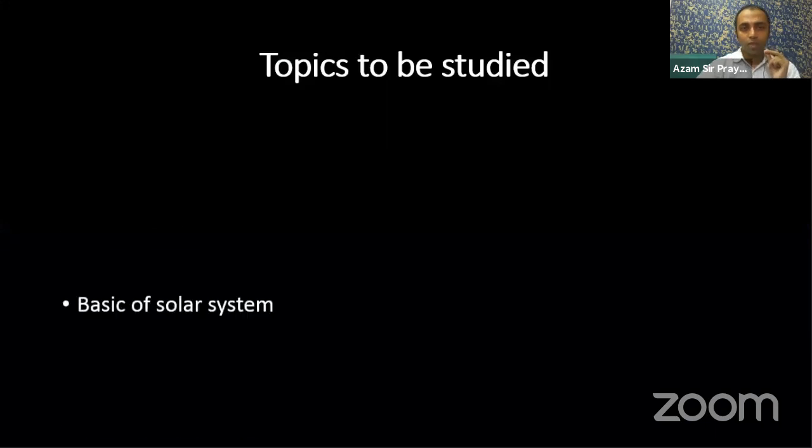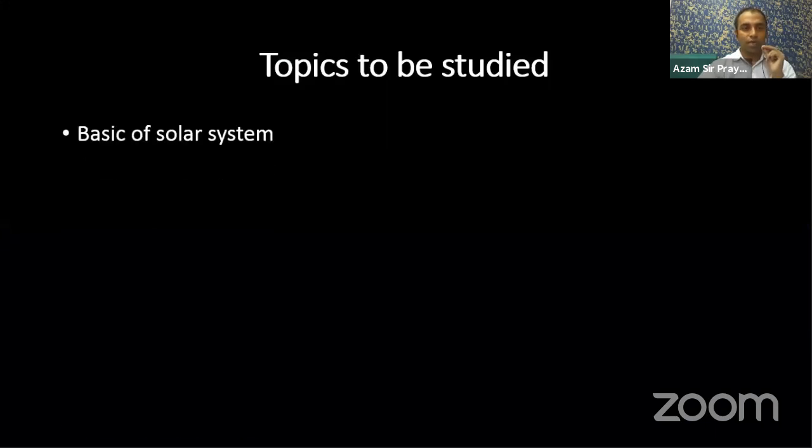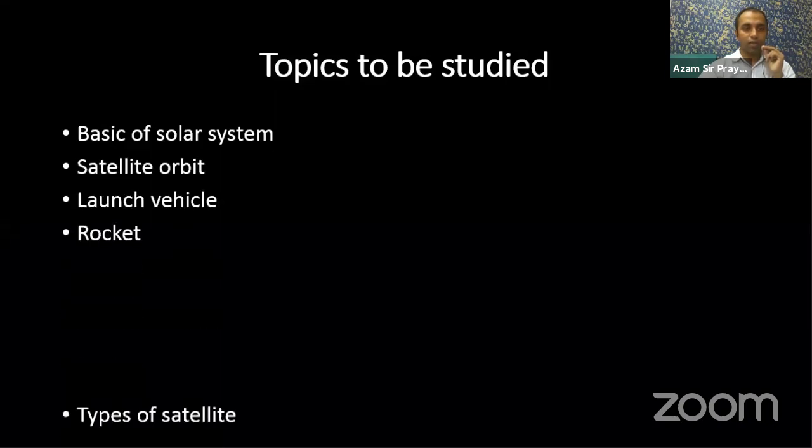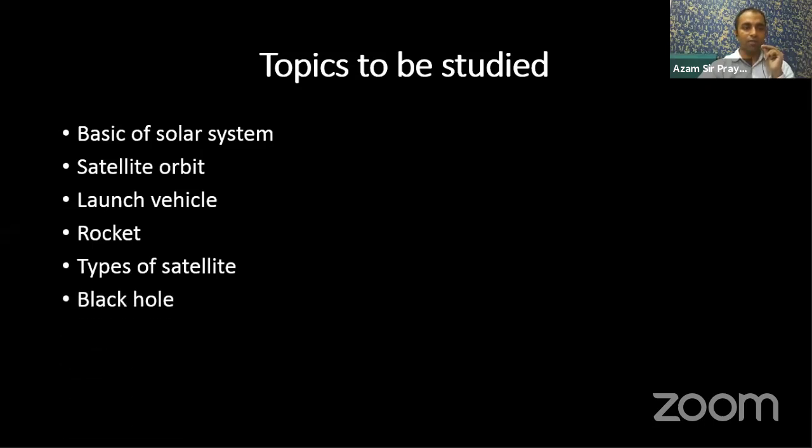So in this, the topics to be studied are the basics of the solar system, the satellite orbits, the launch vehicle, the rocket system, and the different types of satellites, which are very, very important. And lastly, the black hole. This will be a general topic for prelims as well as mains. So we are doing an integrated study approach for prelims as well as mains.